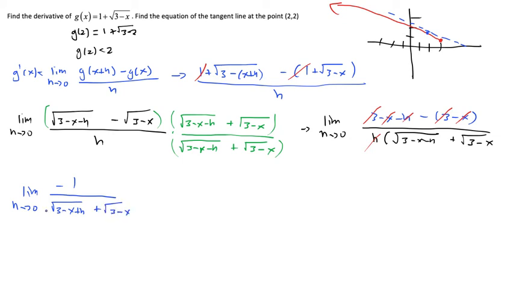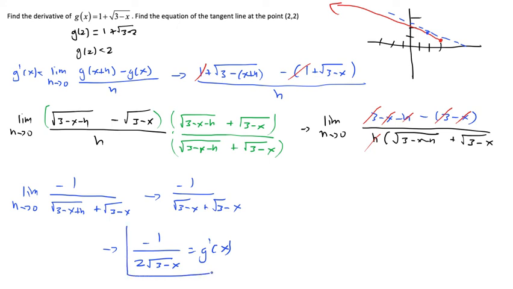Now, wait a minute. What happens when you plug in h down here? We don't end up with a 0 denominator. So that's good. We're sort of done with the problem. When I plug in h equals 0 here, I get negative 1 over radical 3 minus x plus another radical 3 minus x. I just get my final answer: negative 1 over 2 radical 3 minus x. And this is it. This is g prime. This is the equation for my derivative.